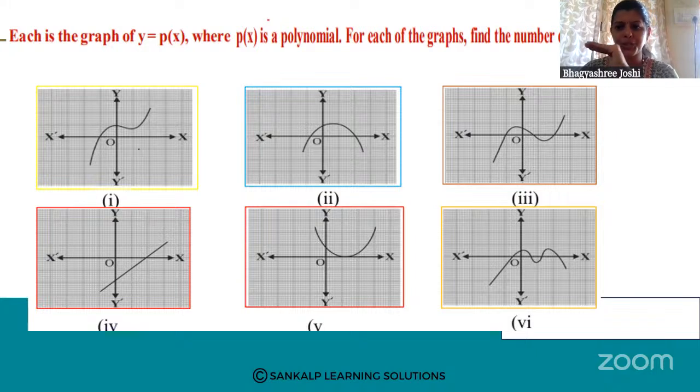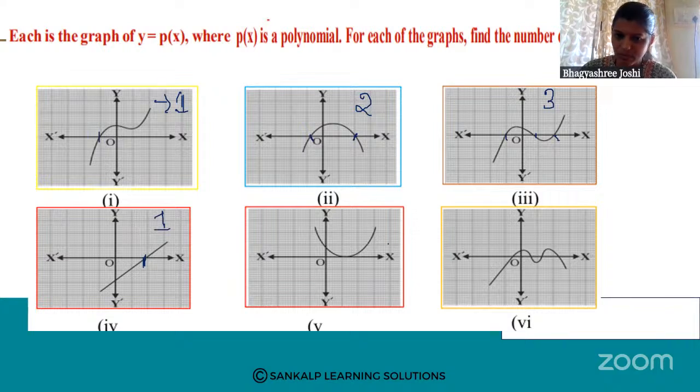How many times is it intersecting or touching the x-axis? That means only one time. See here. That means it has only one zero, right? It has only one zero. Here, two zeros, right? Two times it is intersecting the x-axis, so it has two zeros. In this graph, it has 1, 2, and 3. 3 zeros it has, right? Next, here, how many times is it intersecting the x-axis? I am telling x-axis, not y-axis. This line is intersecting the y-axis also, but we consider only the x-axis. Only one time it is intersecting. That means it has only one zero.